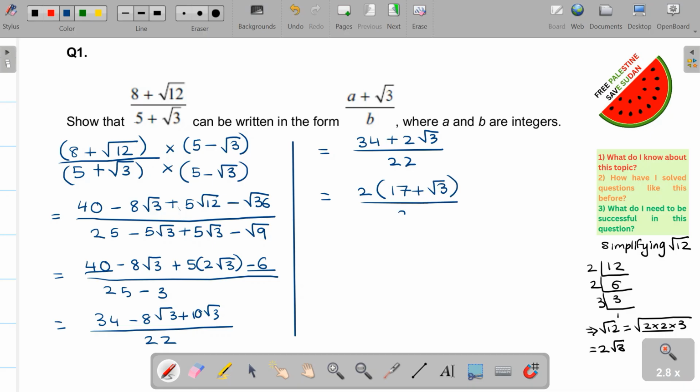All divided by 22. And I divide both the numerator and denominator by 2, which will leave me with 17 plus root 3 over 11. So the value of a is going to be 17 and the value of b is equal to 11.